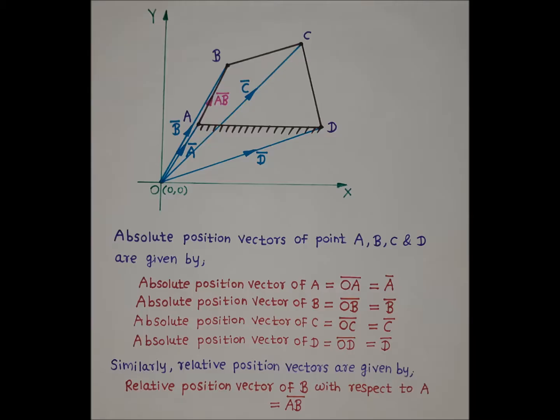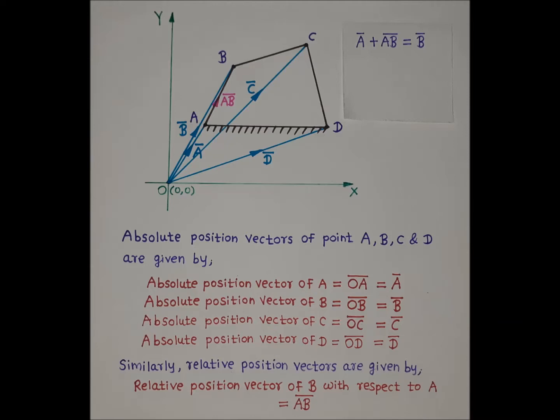It is representing position of B with respect to A. Similarly we can go for relative position vector. Now we will discuss relative position vector for other links. But before that we will try to obtain some meaningful relation for AB bar.